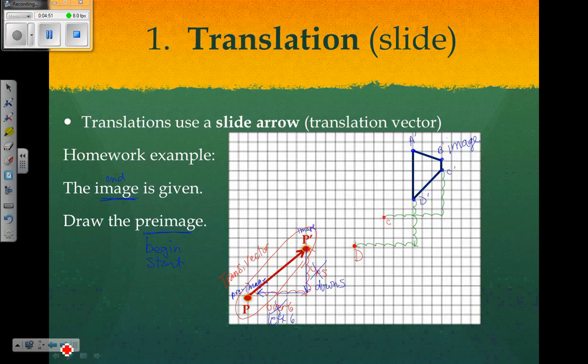And then I know that B is just going to be 1 above C. Okay, and then notice A is 1, 2, 3, 4, 5 units above D. There's A. So now that I moved D and C, I can pretty much redraw A and B. There we go. So that's how you do your translation. I hope that helped.